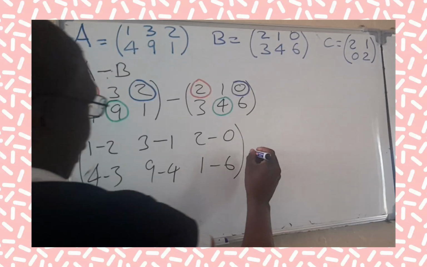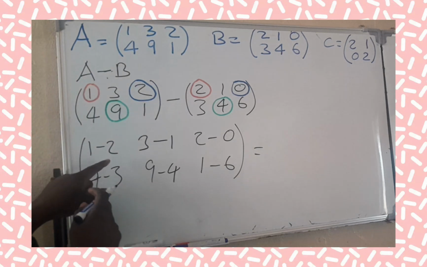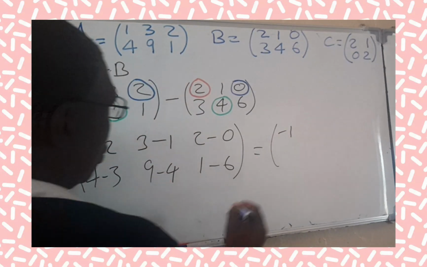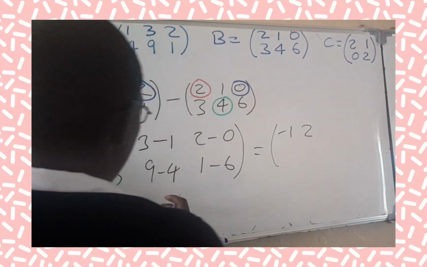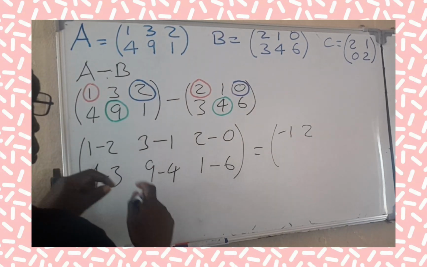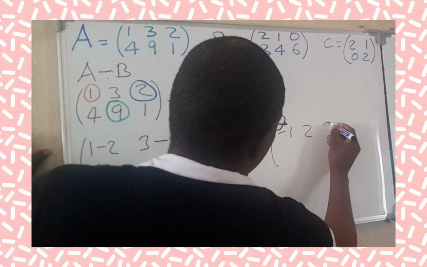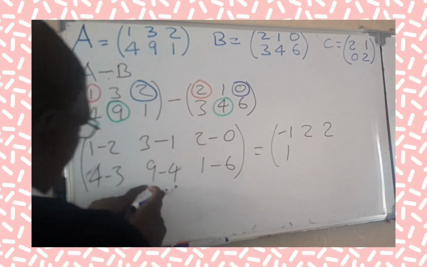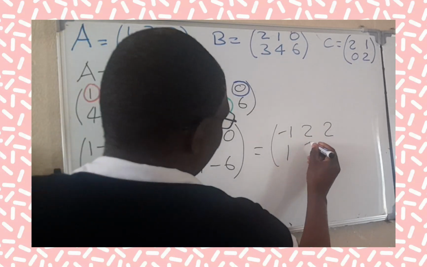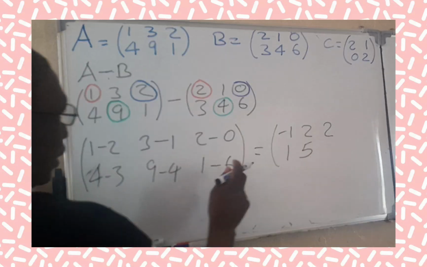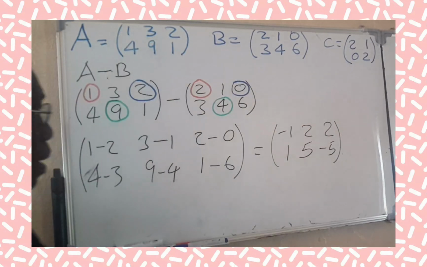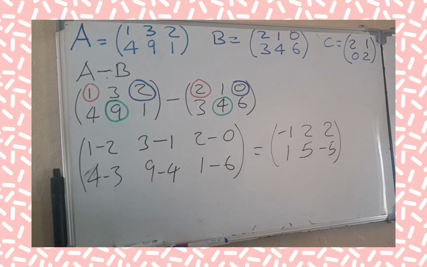What is the answer? The answer is 1 minus 2 is equal to minus 1. Sorry, 3 minus 1 is 2. 2 minus 0 is 2. 4 minus 3 is 1. 9 minus 4 is 5. 1 minus 6 is minus 5. That is the difference between matrix A and matrix B.